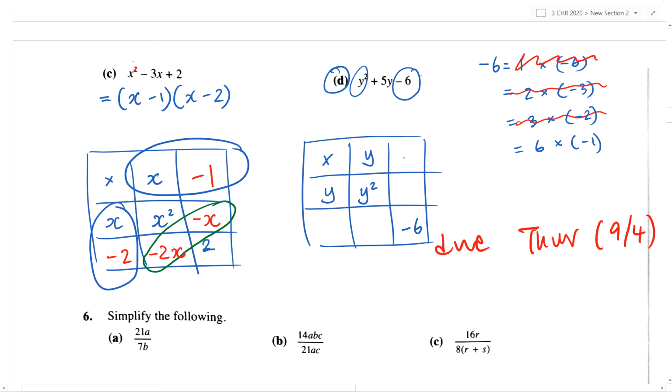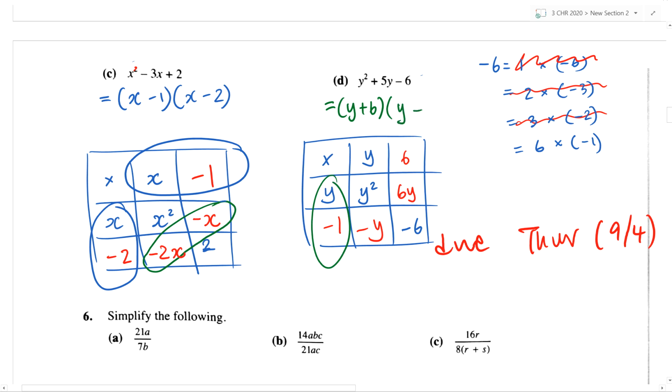We are left with one final choice, 6 and negative 1. Now 6 times y is 6y, negative 1 times y is negative y. From here, 6y minus y will give us 5y. So we know that we now have the correct answer. This is now factorized to become y plus 6 multiplied by y minus 1.